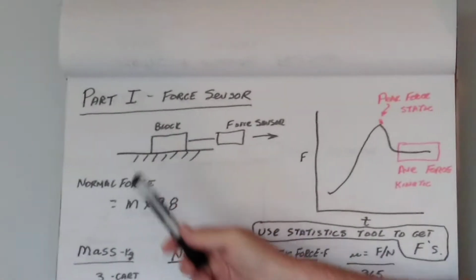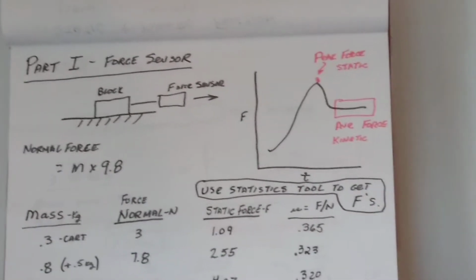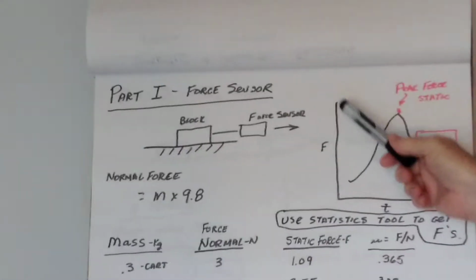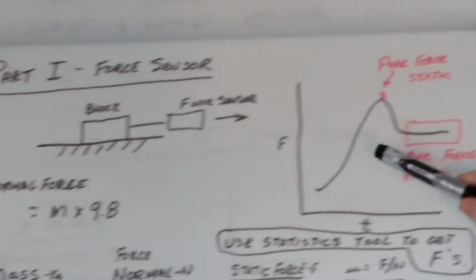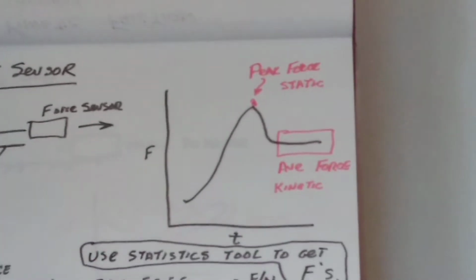Now, normal force would be the mass of the object times 9.8 meters per second squared, which is gravity. What we do when we pull on this block with the force sensor, we're going to generate a force over time graph, which we show here. And that's kind of what it should look like.